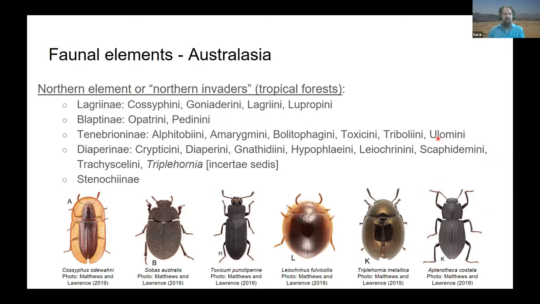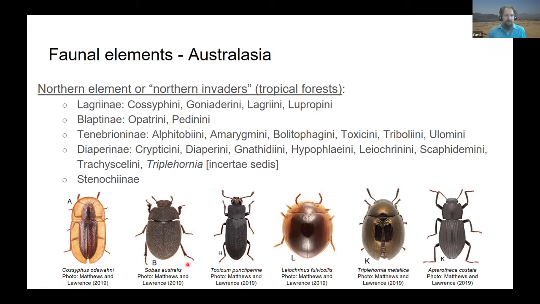And next we have the third faunal element, which is the northern element or northern invaders. These would have come from the Indo-Malayan area in tropical forests that are mostly in northeastern Australia, northern Australia. And some groups that belong to this sort of faunal element include Lagriines. We heard about the Cossyphus, and there's one species in Australia, Goniadera, Lagriini, Lupropini, as they were understood at the time. We will have to check this with the new breakdown of tribes in the Lagriines by Roth and colleagues.